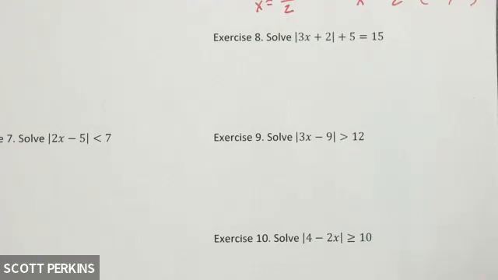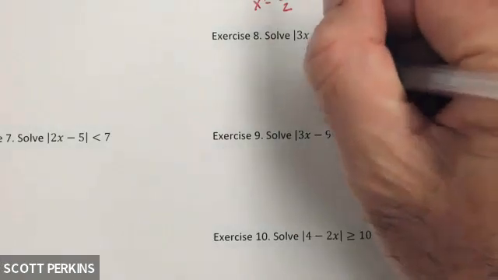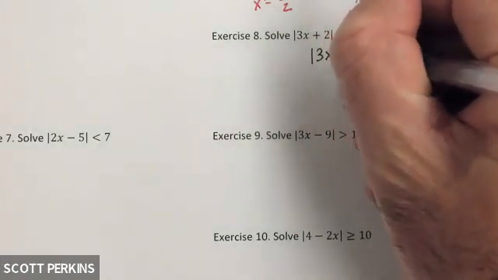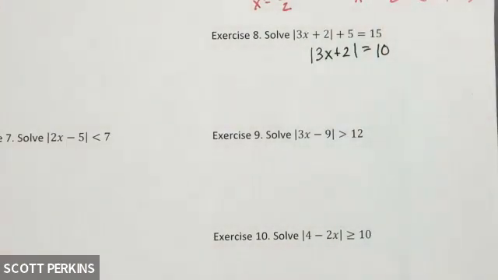So first thing to do is subtract the 5 from both sides. And you're going to end up with absolute value of 3x plus 2 is equal to 10. And now I'm going to give you 90 seconds to finish that up. Okay, it's just exactly like the other problems.